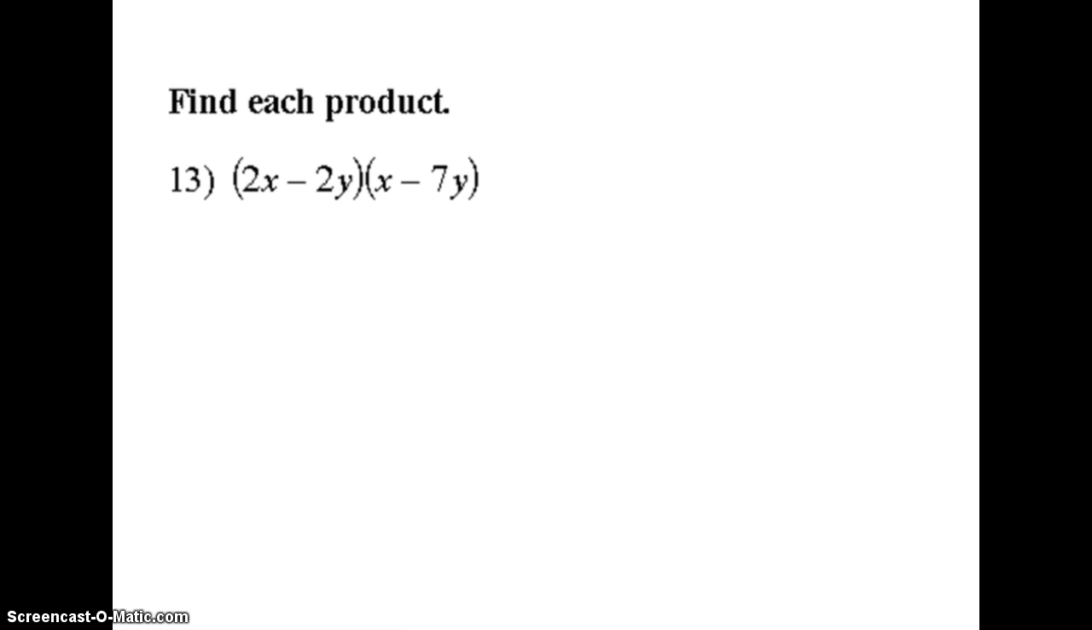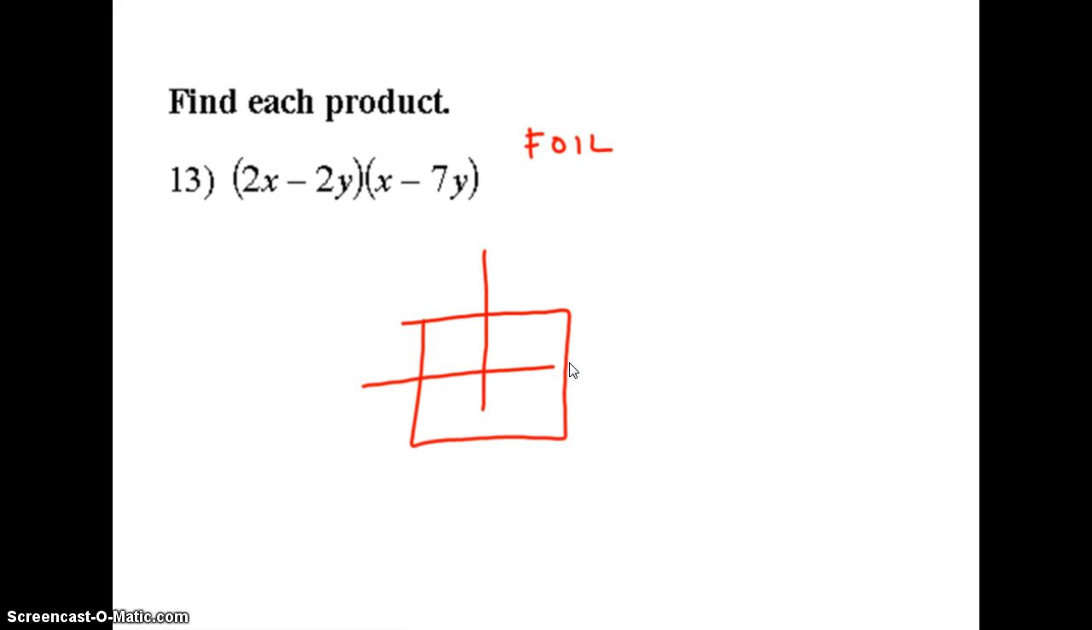You could do this either one of two ways. You could either FOIL, or what I use is the box method to help me organize my thoughts. Okay? This is a 2x2 box, kind of looks similar to your Punnett squares in genetics and biology. So you have 2x minus 2y, and then x minus 7y. Alright, so what we're going to do is we're going to begin multiplying. 2x times x is 2x squared.